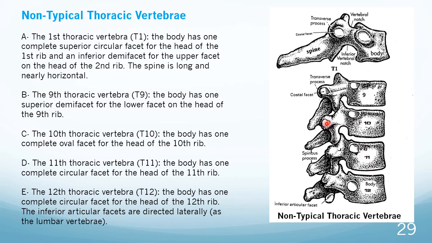The 9th has an articular facet at the transverse process, while the 11th and 12th have no articular facet at the transverse process. We can differentiate the 11th from the 12th because the inferior articular facets in all thoracic vertebrae are directed anteriorly, while the inferior articular facets in the 12th thoracic vertebra are directed laterally, looking like the articular facets of the lumbar vertebrae.